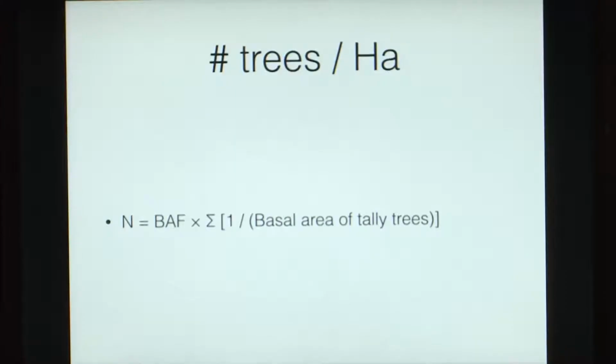So, essentially your total number of tallies is the total number of full tallies plus half the number of half tallies, and then multiplying this number by the basal area factor will give you the basal area per hectare. We also saw how we could calculate the number of trees per hectare, which is given by this formula. N is equal to basal area factor multiplied by the sum of the reciprocals of the basal areas of tally trees. So, this gives us the number of trees per hectare.